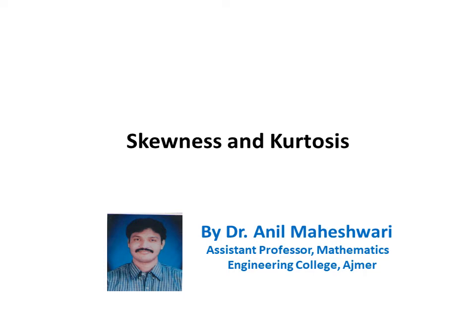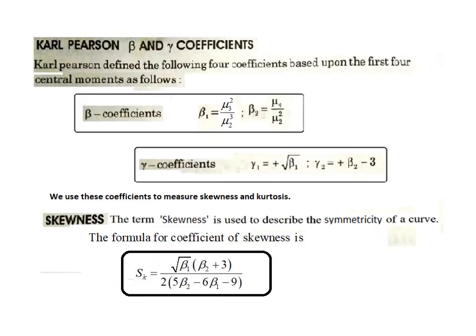Dear students, in today's lecture, we will discuss skewness and kurtosis for any curve. First of all, we talk over Karl Pearson beta and gamma coefficients. These beta and gamma coefficients given by Karl Pearson are based over central moments, like the formula for beta 1: mu3 whole square upon mu2 whole cube.